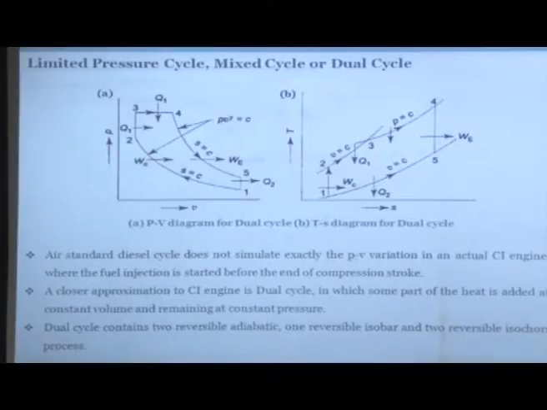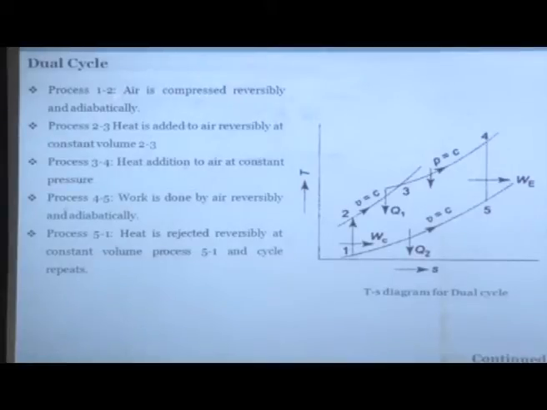You see in a dual cycle, the air is compressed reversibly and adiabatically just like any other cycle. Process 2-3 is where the heat is added reversibly at constant volume. Process 3-4 is where the heat is added at constant pressure. So instead of a 4-point cycle, now this will be a 5-point cycle, with process 4-5 where the expansion work is done, and 5-1 where the heat is rejected. The heat addition will be, instead of one step, two steps, part at constant volume, part at constant pressure.